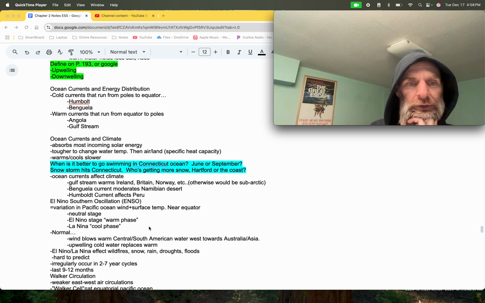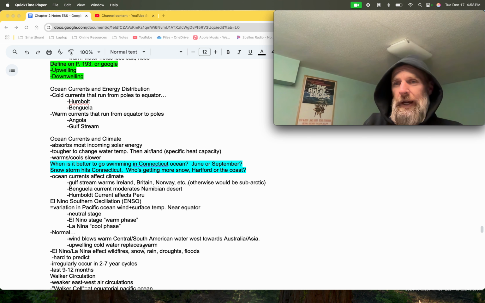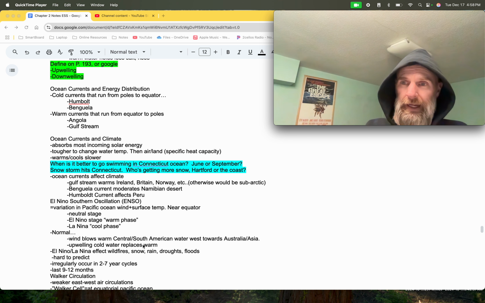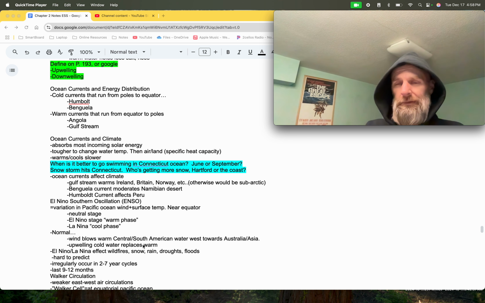Near the equator, neutral stage. Yeah, all that sort of stuff. So that's the normal stage. That upwelling of cold water usually happens near Peru, which makes some of the best fishing grounds around. So it's even better in La Nina.